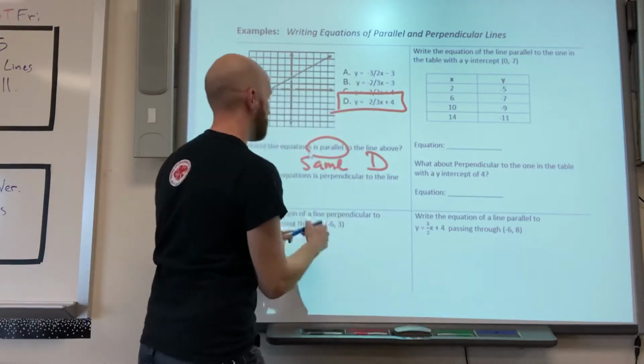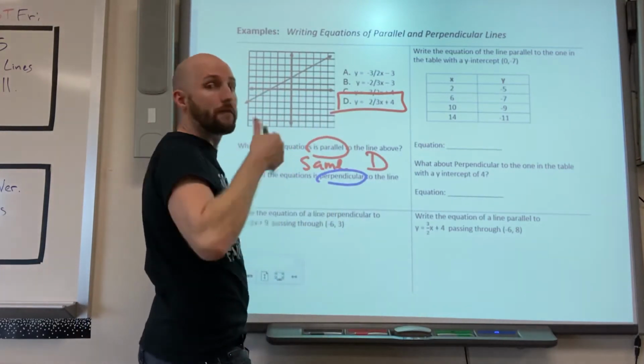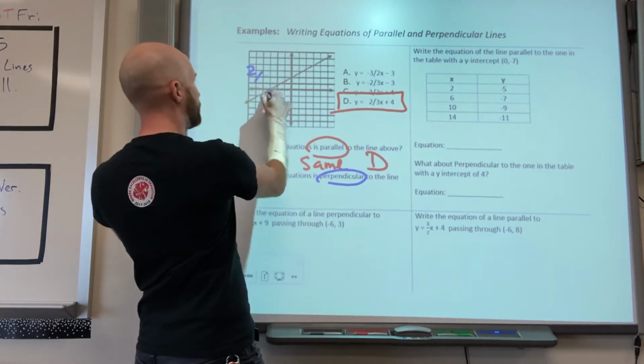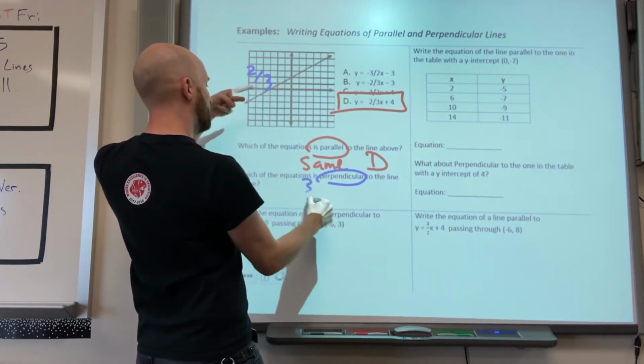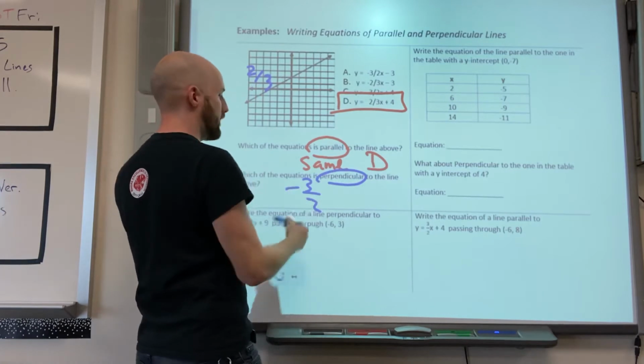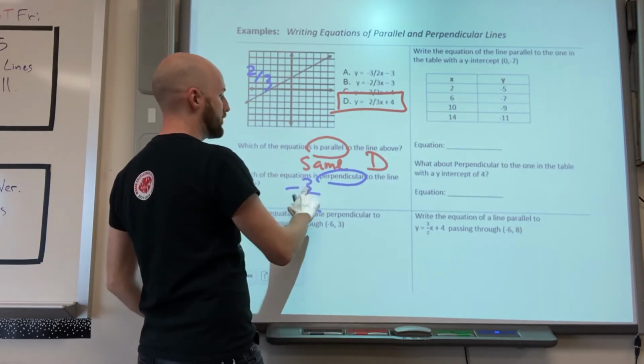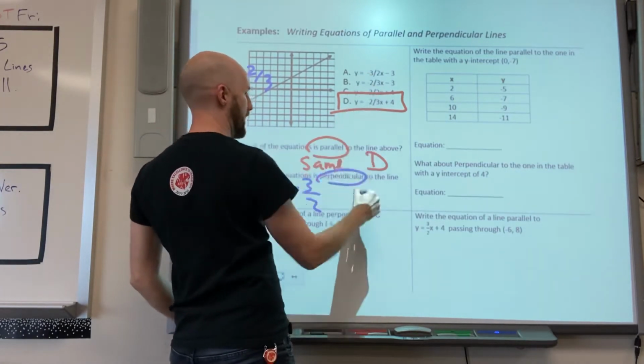Which line is perpendicular? Perpendicular is flip, flip. So si era 2/3, you go 3/2. Y si era positivo, ahora negative. So negative 3/2 slope is A.